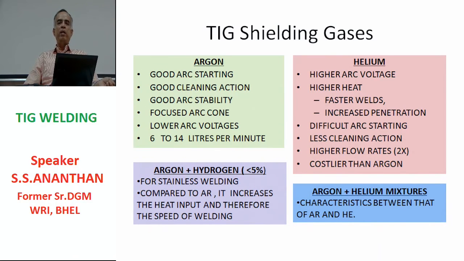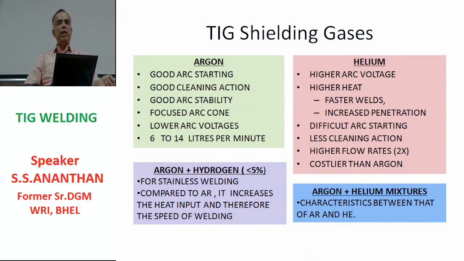Now if you see, helium is quite a rare gas to obtain in India. It's quite costly because it has to be taken from the petroleum reserves and generally not available so much. The characteristics are that helium is having a higher arc voltage. For example, for the same arc length, argon may be able to give you 10 to 12 volts. Here it will be about 20 to 24 volts.